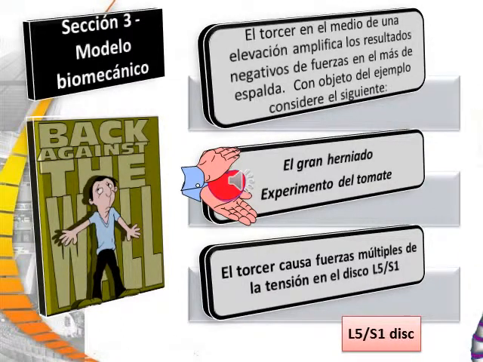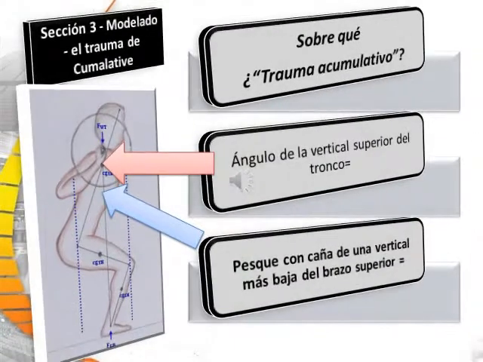Twisting in the middle of a lift amplifies the negative results of the forces on the lower back. For purposes of illustration, consider the following: the great herniated tomato experiment. Twisting causes multiple forces on the stress of the L5-S1 disc. What about cumulative trauma? That is the angle from the upper vertical of the trunk. That is the angle from the lower vertical of the upper arm.